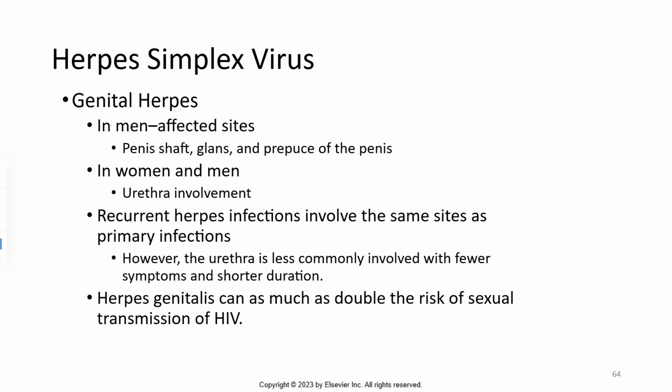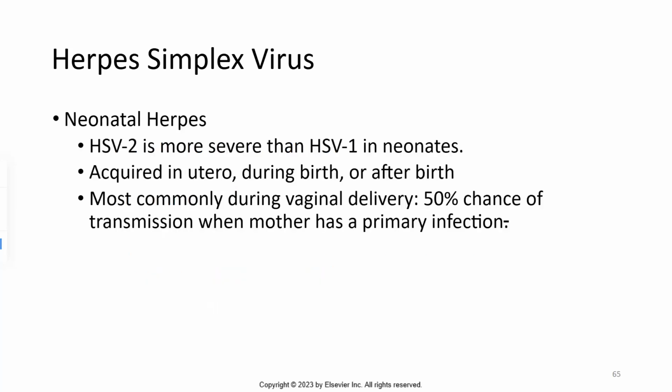Genital herpes, affected sites: penis shaft, glans, and prepuce of the penis. In women and men, urethral involvement. Recurrent herpes infections involve the same sites as primary infections. However, the urethra is less commonly involved, with fewer symptoms and shorter duration. Genital herpes can as much as double the risk of sexual transmission of HIV.